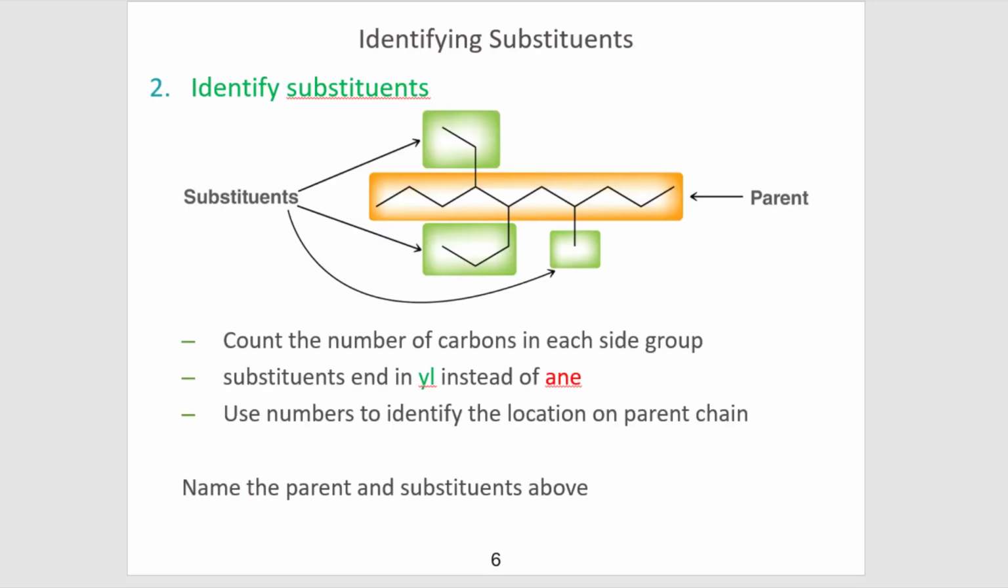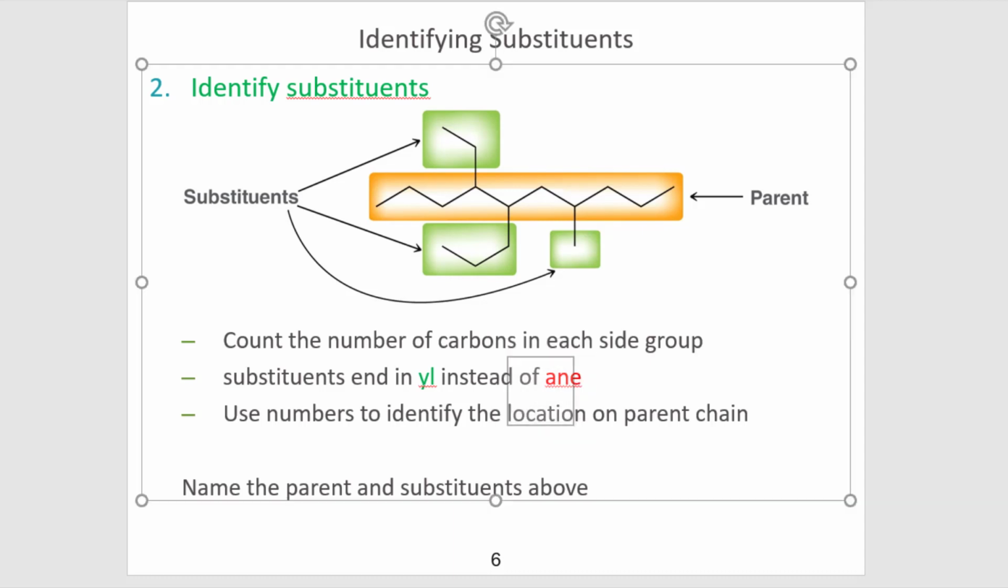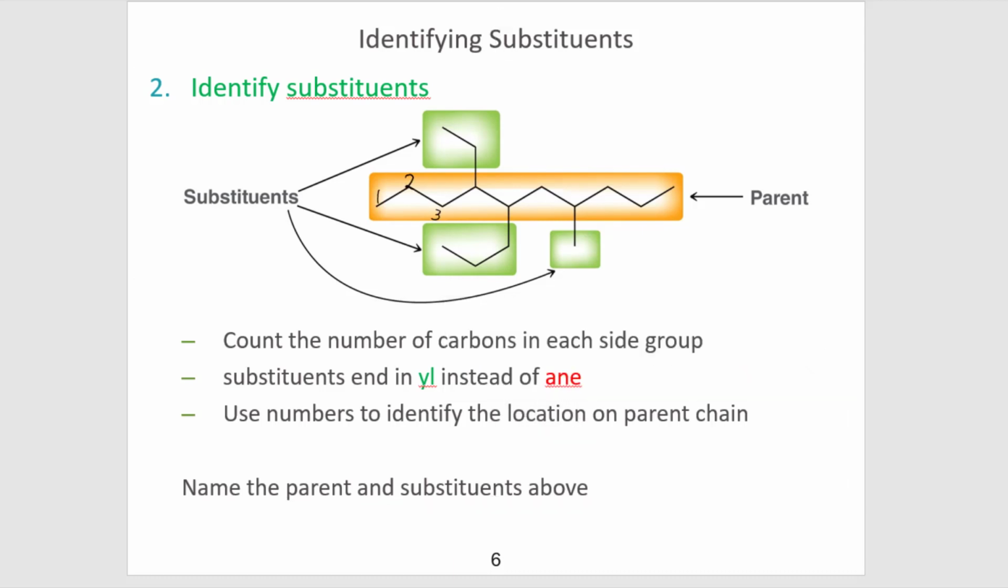Okay, let's talk about substituents. I've identified the parent chain. I know which parent chain to pick in a tie. Now what I need to do is start numbering my parent chain and naming the things off of it. Let's start with this example. I've found the longest parent chain and I'm numbering it 1, 2, 3, 4, 5, 6, 7, 8, 9, 10. Okay, it's decane.